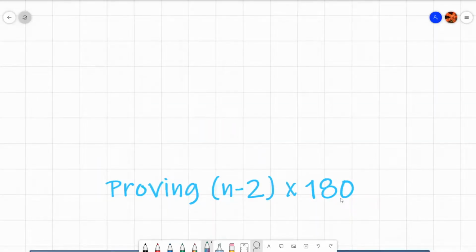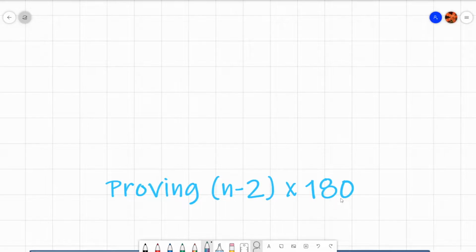Proving n minus 2 times 180. In today's lesson, we will be looking at angles inside a polygon. These are known as interior angles, and we will be looking at the formula n minus 2 times 180 degrees and how this fits in with interior angles in a polygon.